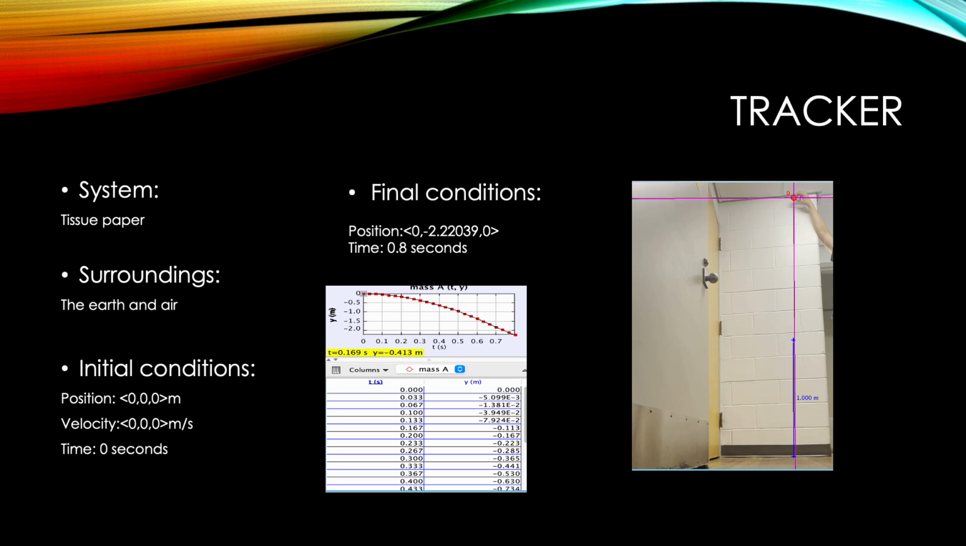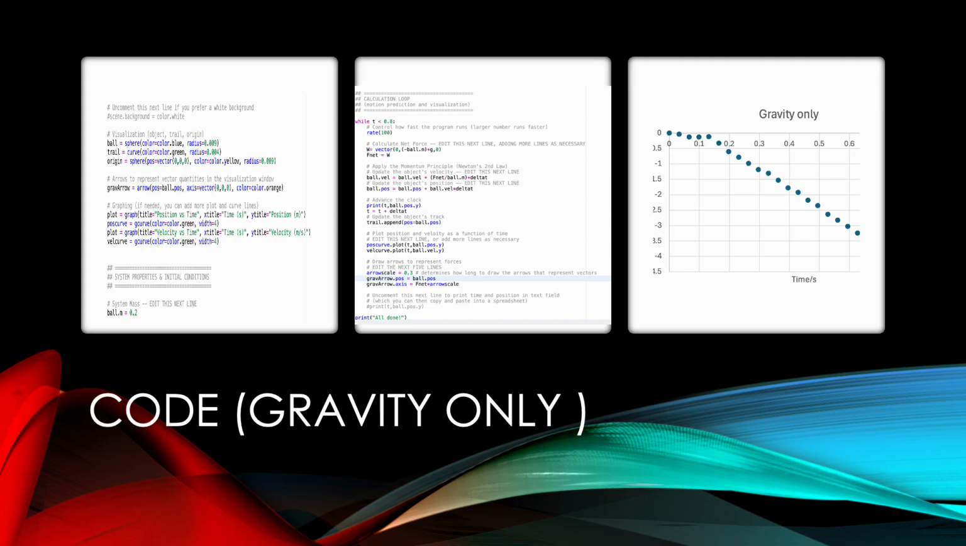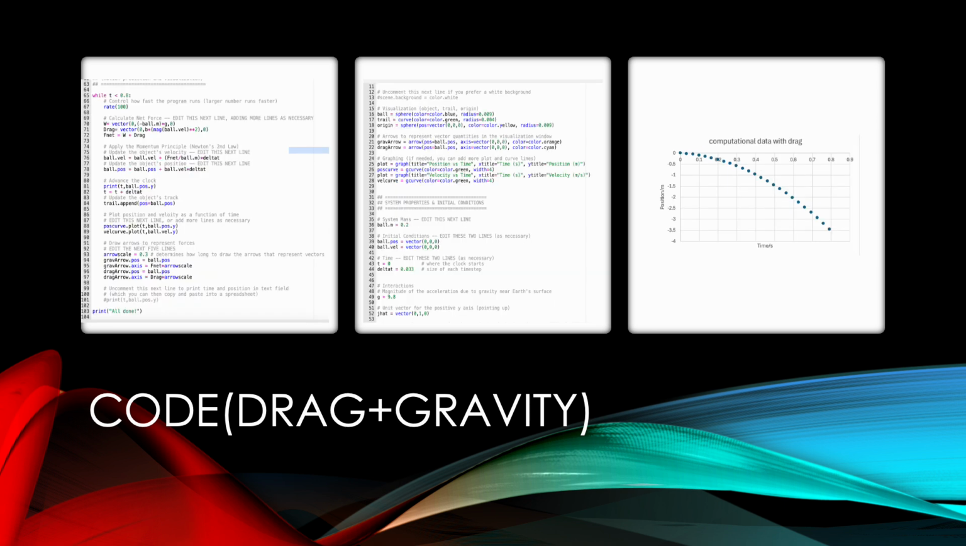The final conditions are also mentioned. I used Tracker in order to determine the exact position as it falls down to the ground. I then changed the coding in GlowScript, such as setting the fnet equal to w, in order to obtain a position time graph of when gravitational force is acting on the tissue only. Then using GlowScript, I was able to add other key information such as the ball velocity and the formula for drag force, in order to determine the computational data when drag is present alongside gravitational force as the object is falling down.